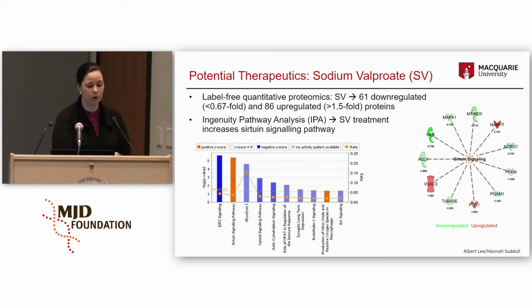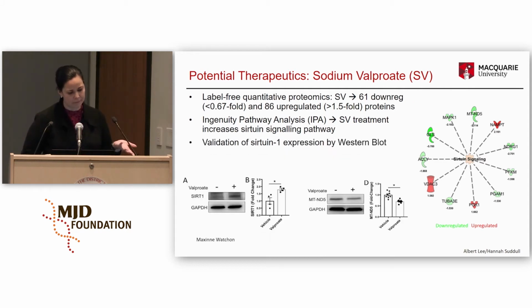Following on from this, they performed Ingenuity pathway analysis, and they identified that this treatment was predicted to increase activity of the sirtuin pathway. This is a novel finding and, to our knowledge, hasn't been previously reported for sodium valproate. Following on from that, Maxine confirmed these findings, because it was a prediction from the proteomics, and she did find in independent samples that an important member of this pathway is increased following sodium valproate, and another member is decreased, as it should be within the pathway.